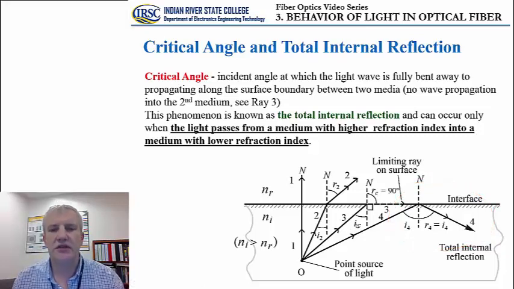This phenomenon that is defined as total internal reflection can occur only if the light passes from a medium with a higher refraction index into a medium with a lower refraction index. This is very important to remember. So only if the light is moving from an optically more dense material into an optically less dense material is that a possible condition at which total internal reflection may occur at certain angles of incidence.